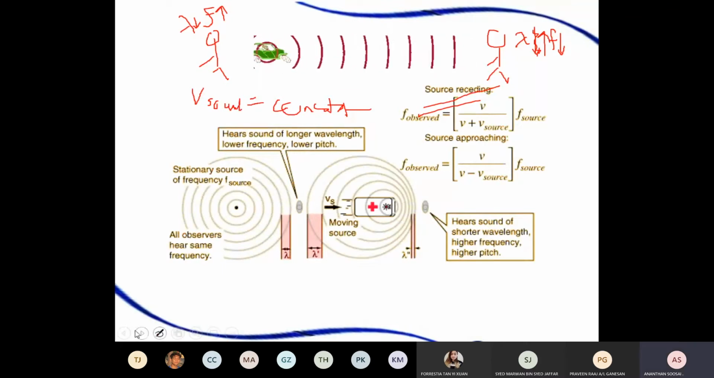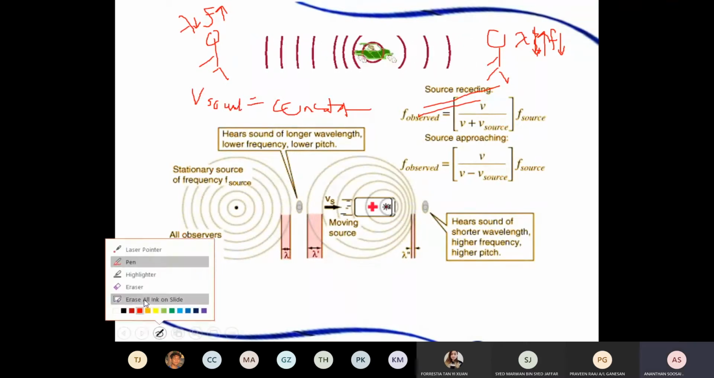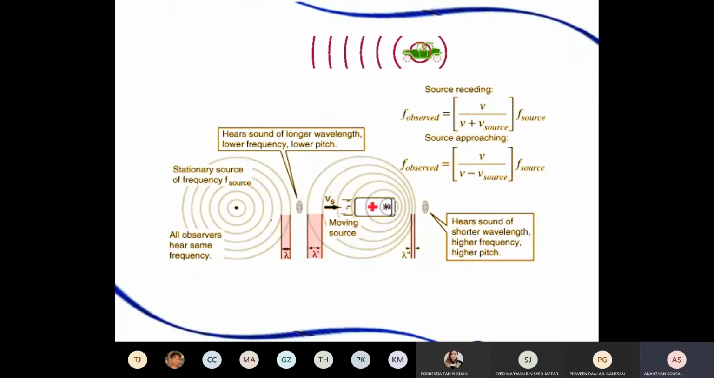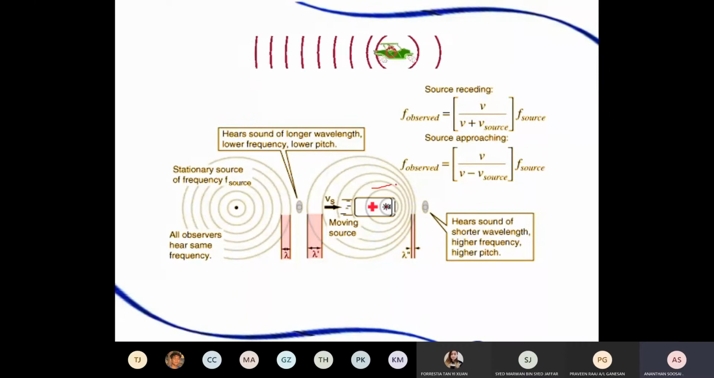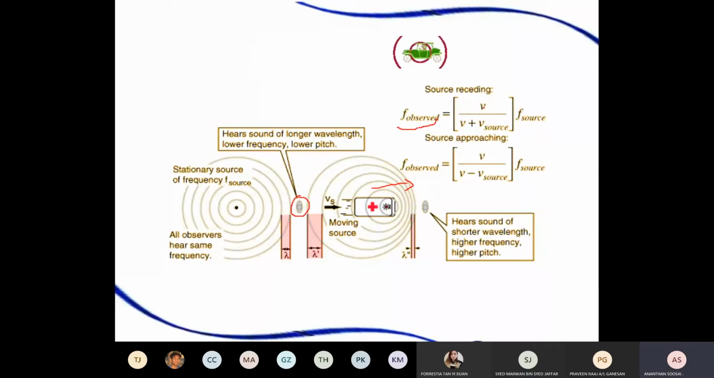So now, calculation. According to Doppler, when the source, the ambulance, is moving to the right, you as the observer are the person standing here. The frequency the observer senses when the ambulance is receding, moving away from you, is v over v plus v source, times the frequency of the source, the original frequency of the source.